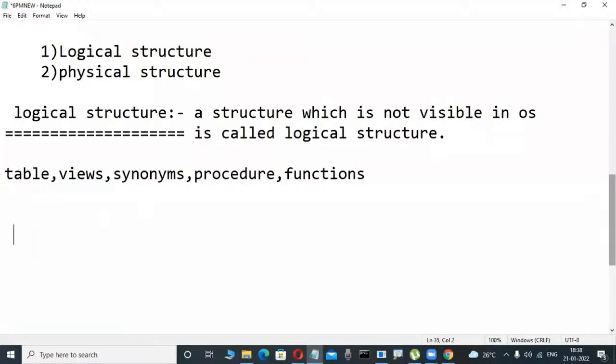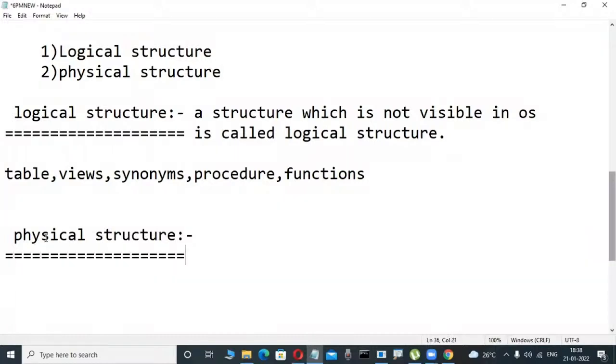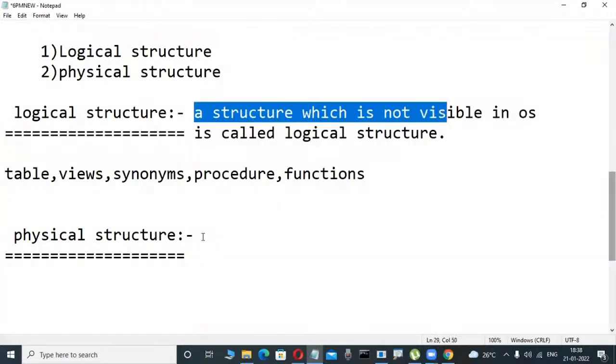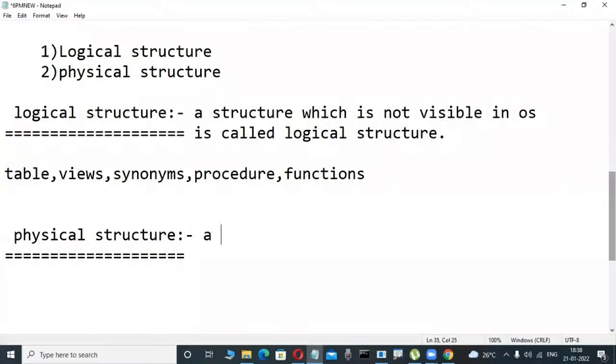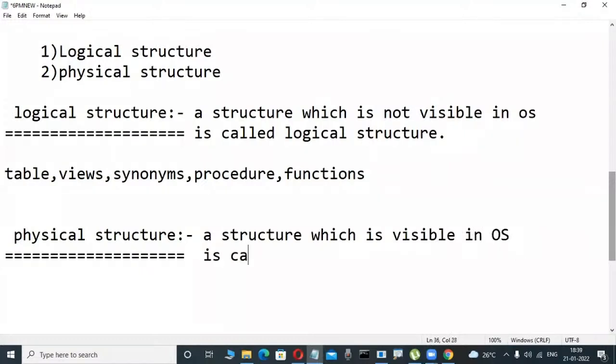Now observe it here. What is a physical structure? Don't write it, just observe it roughly here. It is just for the idea. What does physical structure mean? It is the opposite. A structure which is visible in the operating system, which is visible in the OS, is called a physical structure.